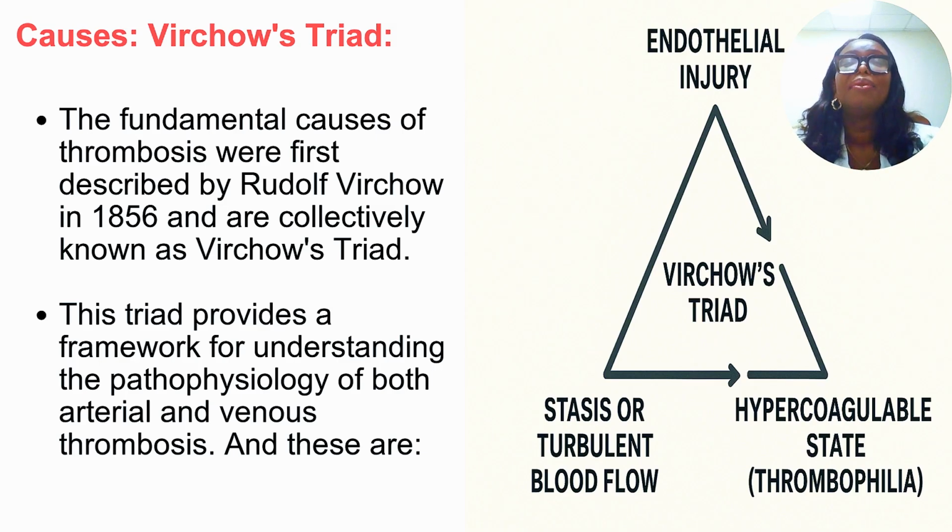And these are endothelial injury, stasis or turbulent blood flow, hypercoagulable states or thrombophilia. So we have Virchow's triad as number one, endothelial injury, number two, stasis or turbulent blood flow, number three, hypercoagulable states, or what we call thrombophilia.